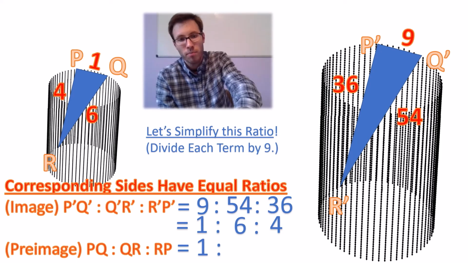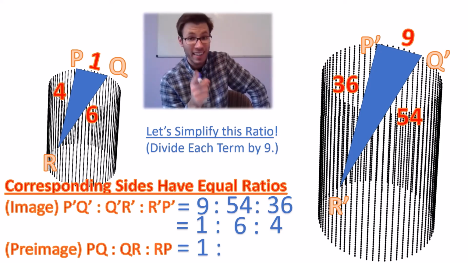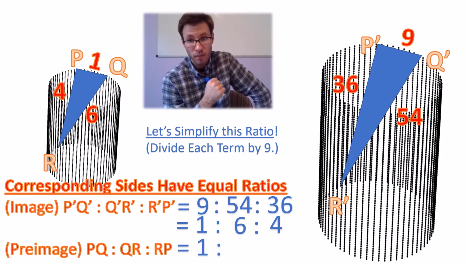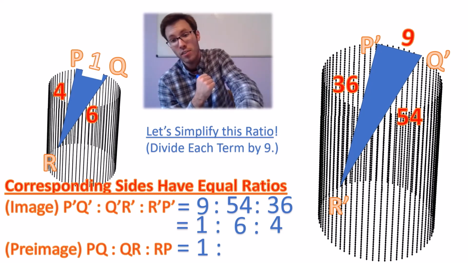For the preimage P to Q, if you look at the distance on our figure on our left here for our preimage, the distance from P to Q is 1. Okay, so I put 1. I'm getting that value from right there.